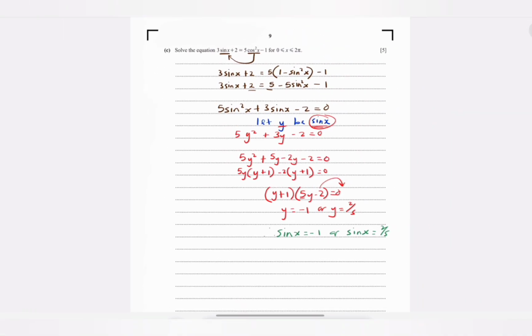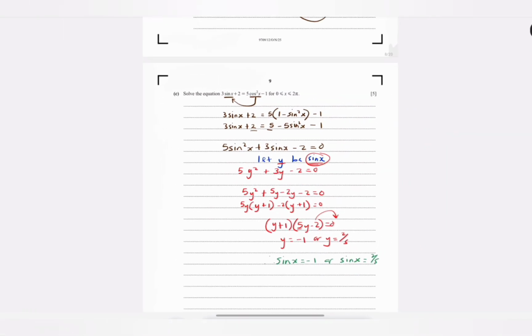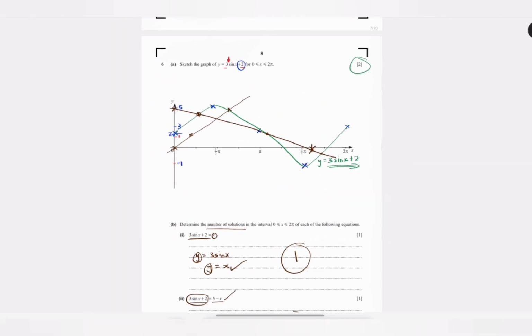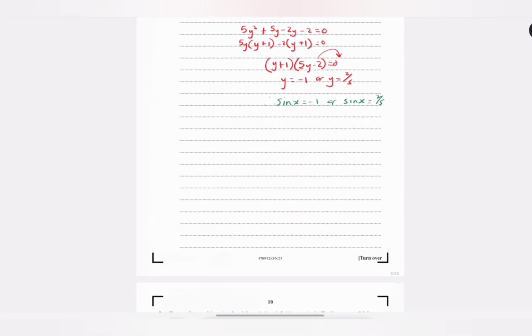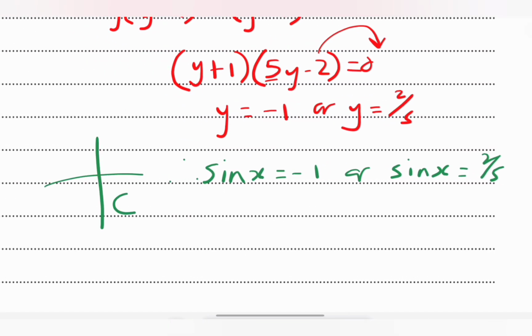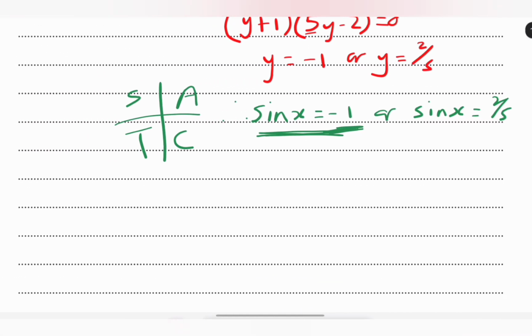Now I would want to refer to the graph that's up there for this, but let me see if it will make sense. Oh, this is transformed. It's not the graph for sine x. So I'll just go ahead and use the CAST system. But for this minus 1, I might need to refer to the graph for the explanation. Now, for this part, sine x is equal to minus 1. Let's look at the graph. It goes from 1 to minus 1.